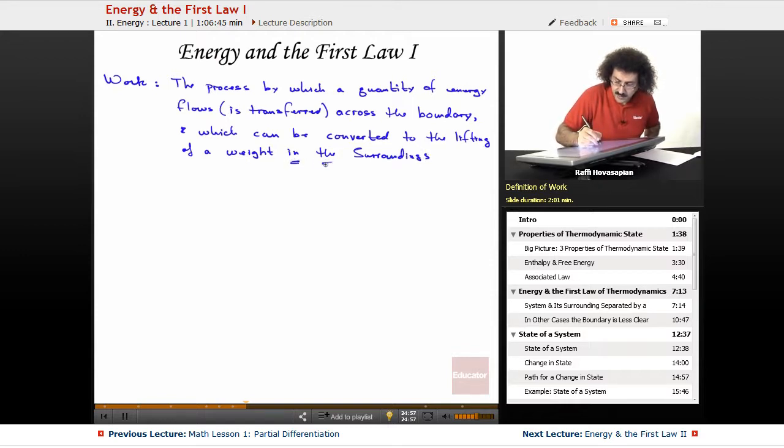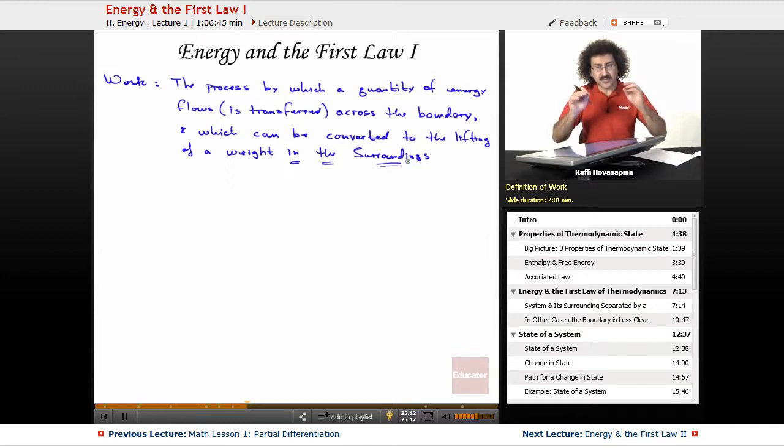This is the most important part: in the surroundings. So when we talk about work that has flowed, work is energy. It's a quantity of energy that flows between system and surroundings. As it turns out, this particular energy that flows is energy that can be used to lift a weight in the surroundings. Or if the work flows from the surroundings to the system, the weight itself will go down. So when we talk about lifting a weight, we're talking either positive or negative.